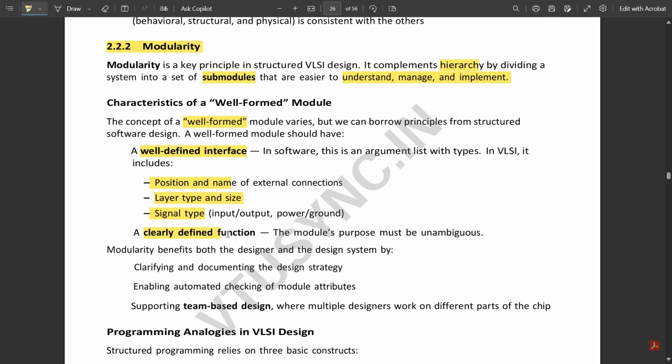Then we should have a clearly defined function. Modularity benefits both the designer and the design system by clarifying and documenting the design strategy, enabling automated checking, and supporting team-based design. Okay, so this comes under the clearly defined function based on modularity.